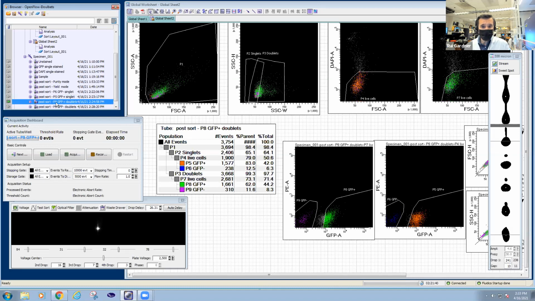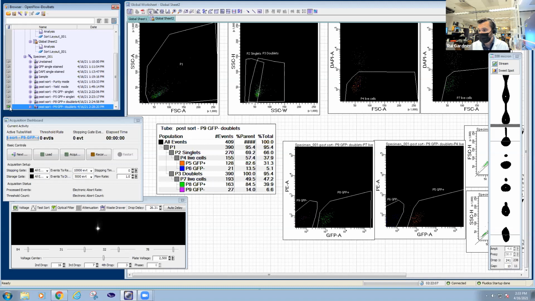Then we sorted the P8 gate. The P8 gate would be the positive GFP, but the doublets. So again, here we would expect not very good purity. And if we include all of the GFP positive cells, we see that it's still 85%. It's not bad, but we do see 12% of negatives. But when we sort the negatives, we shouldn't see any positives at all, and again, we're still seeing a lot of positives here for some reason.